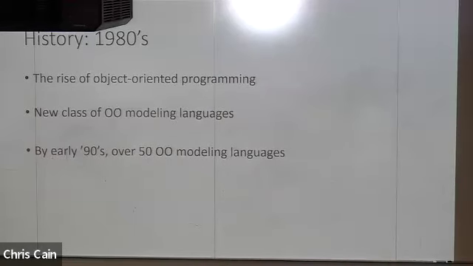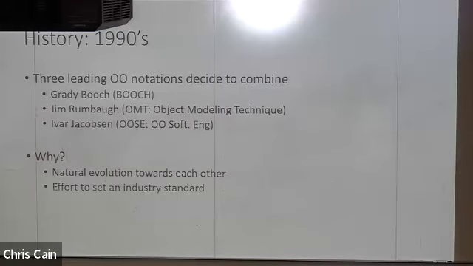So that was the 80s, and you can imagine if there are 50 different kinds of modeling languages, you need to know 50 different kinds of modeling languages because you don't know which one you're going to end up seeing in a particular context. So in the 90s, we discovered that this was a large problem. And so three of the leading notations decided to all combine together to make a unified modeling language, which is what UML stands for.